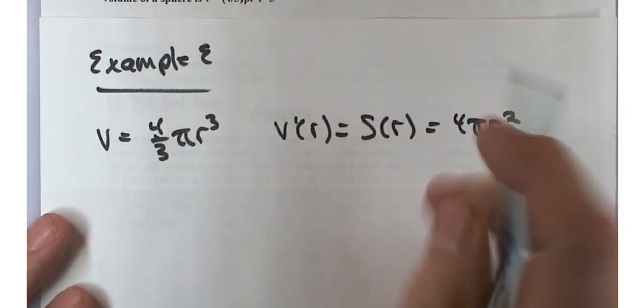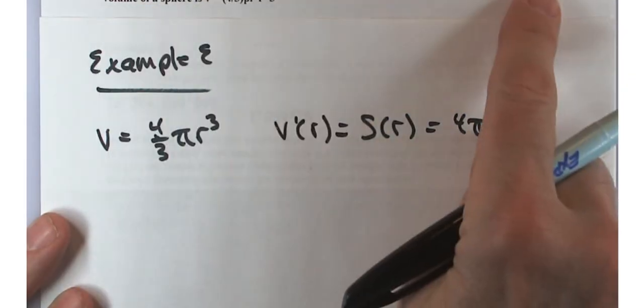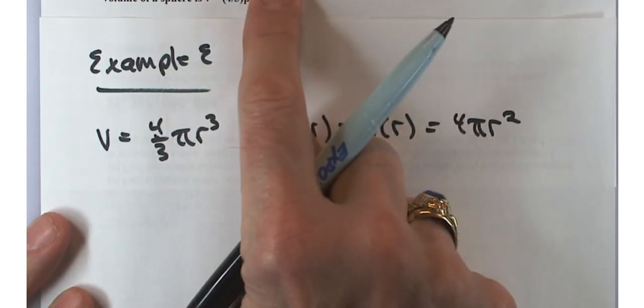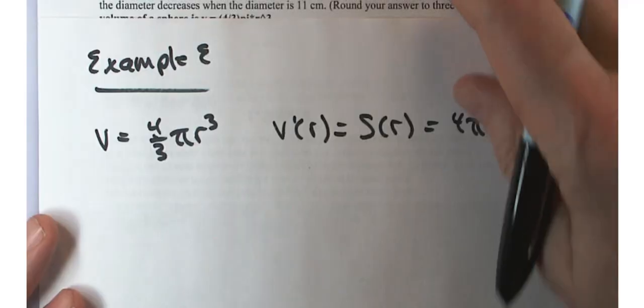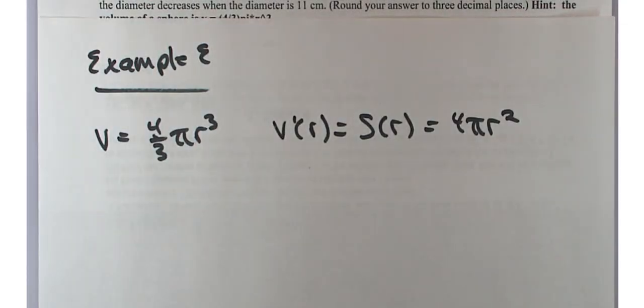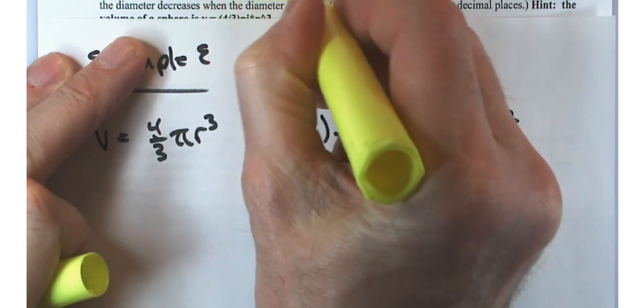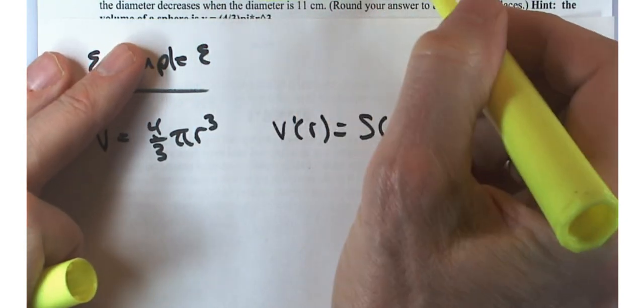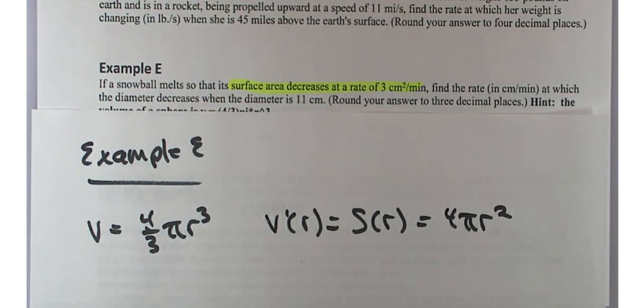So let's see, we've got this formula. Find the rate at which the surface area is decreasing at a rate of 3 centimeters squared per minute. So that's going to be something we want to take care of. What is that telling me here? Oops, sorry, I didn't realize it wasn't on there. What's that telling me in terms of our problem?